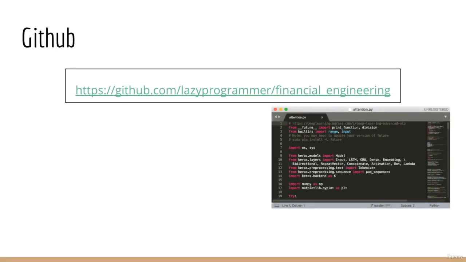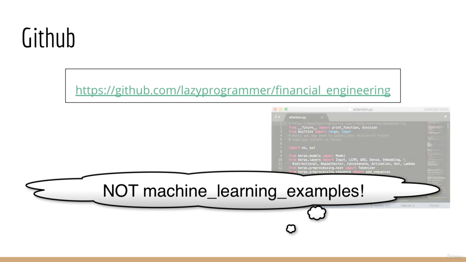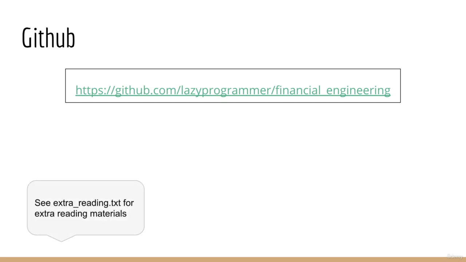Okay, number 2, GitHub. When you see code like this, you can see that it's not a Jupyter Notebook. This is just a plain text editor. When you see this, that means this code is not on Google Colab, but rather is provided as a plain text Python file. This code can be found in my GitHub repository at github.com/lazyprogrammer/financial-engineering. The GitHub repository also contains extra reading materials for this course, which you can find in the file extrareading.txt.